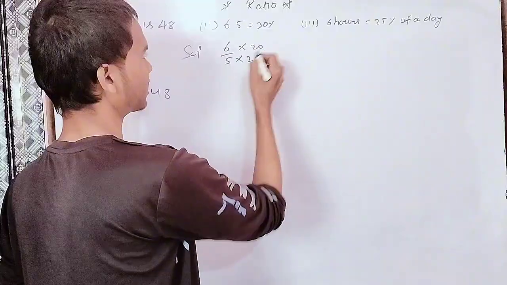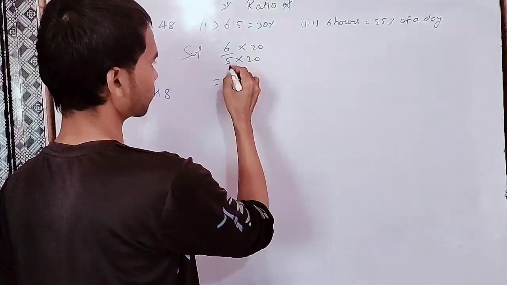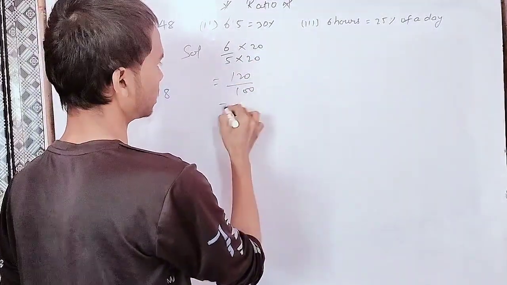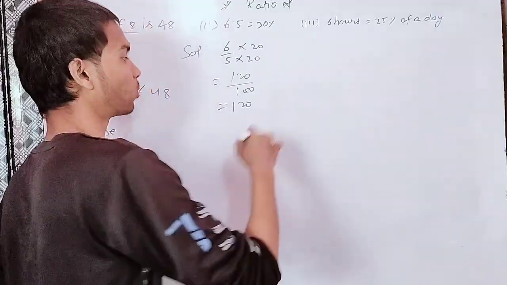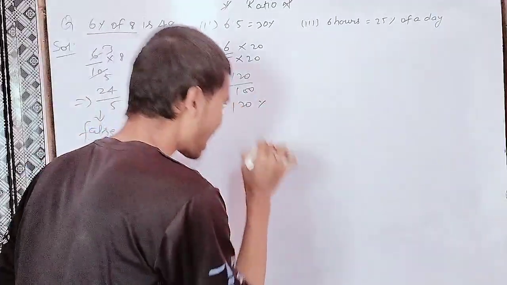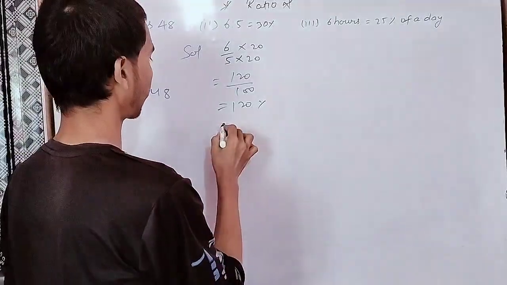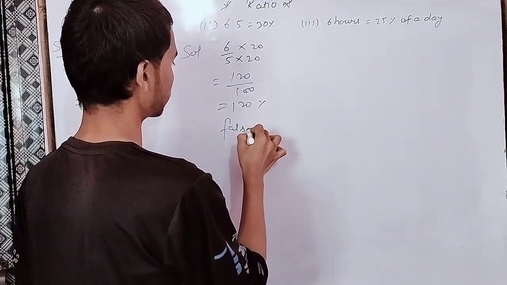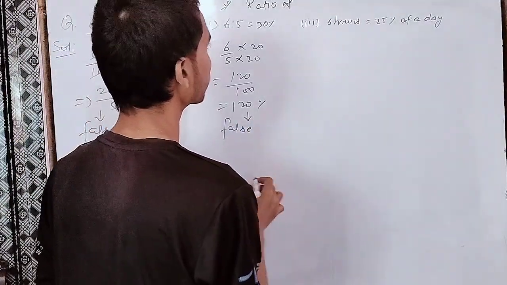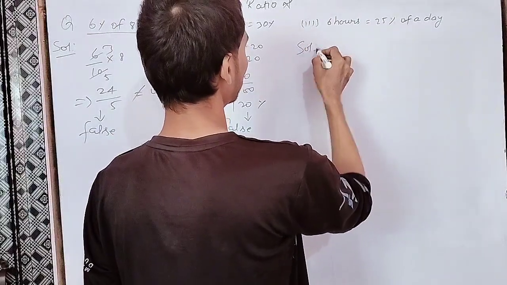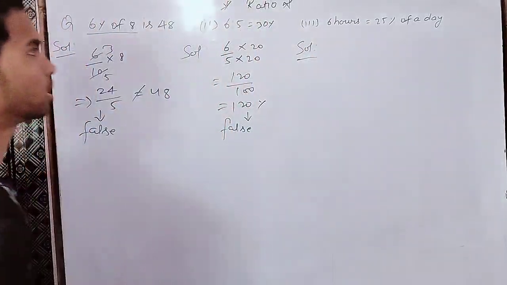Okay, 120 over this is how much? 120%. This is false. Again, false.